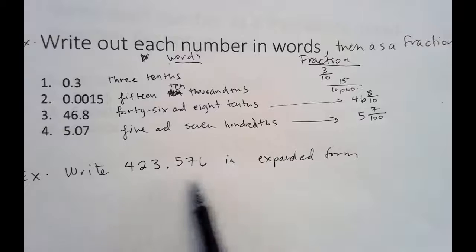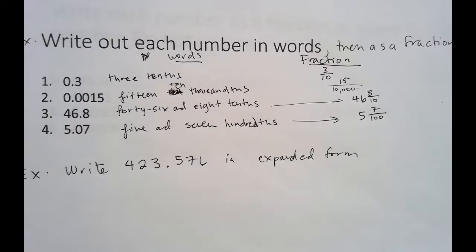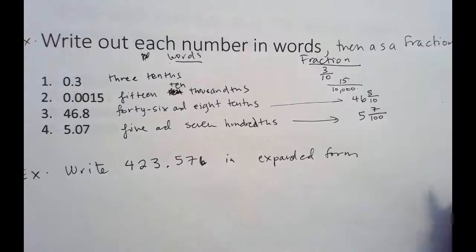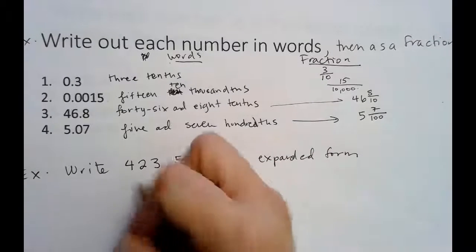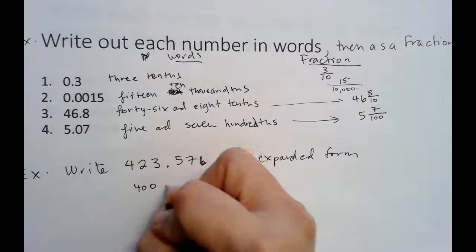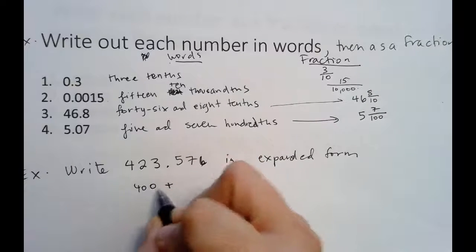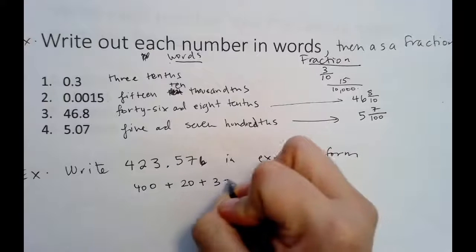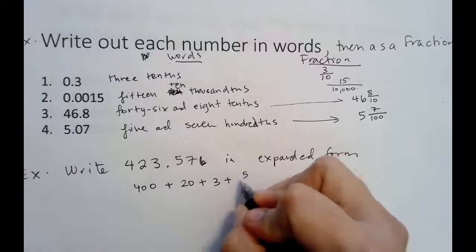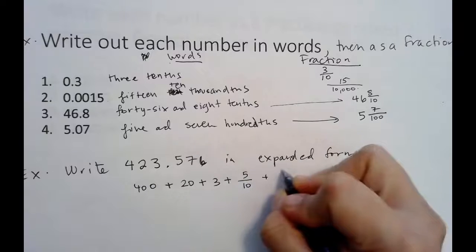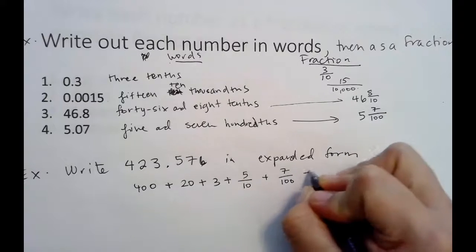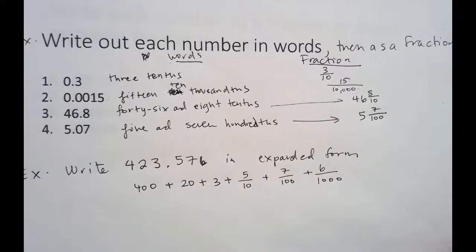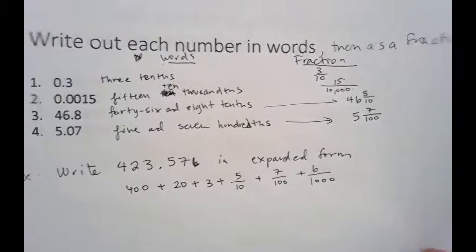So then let's write this in expanded form. Okay, so we have 423 plus 576 thousandths. So we have 400 plus 20, plus 3, plus 5/10ths, plus 700ths, and then finally 6 thousandths. Okay, so that is it in expanded form.